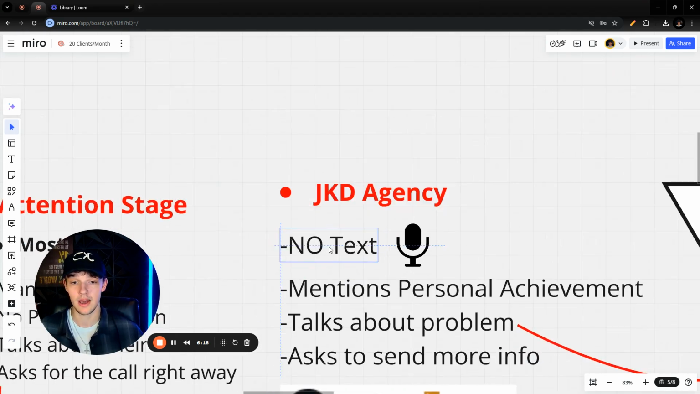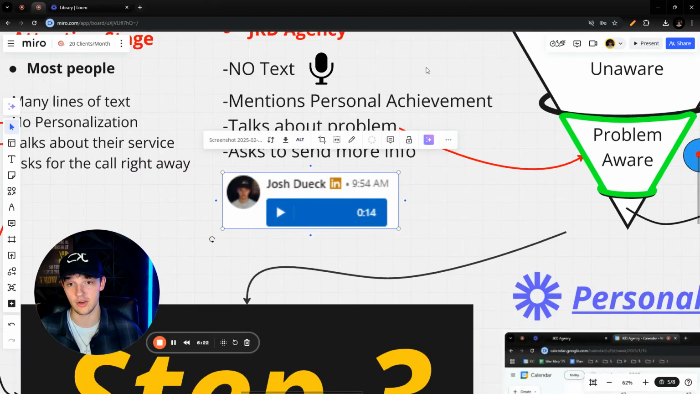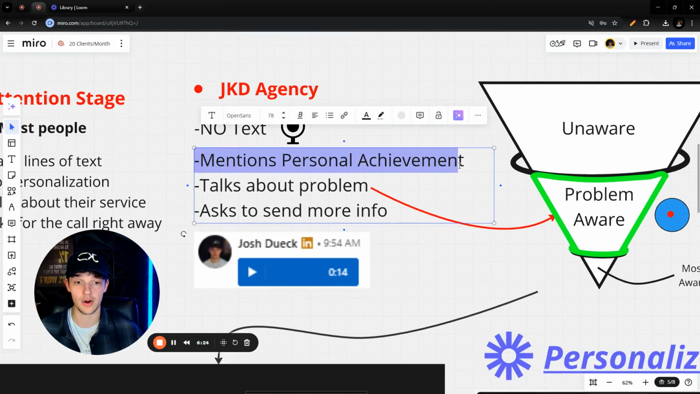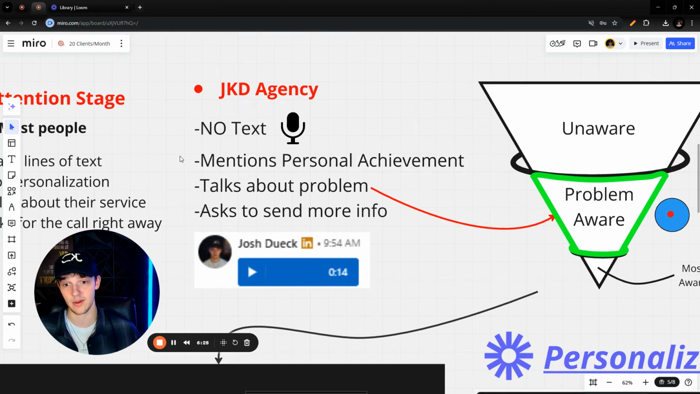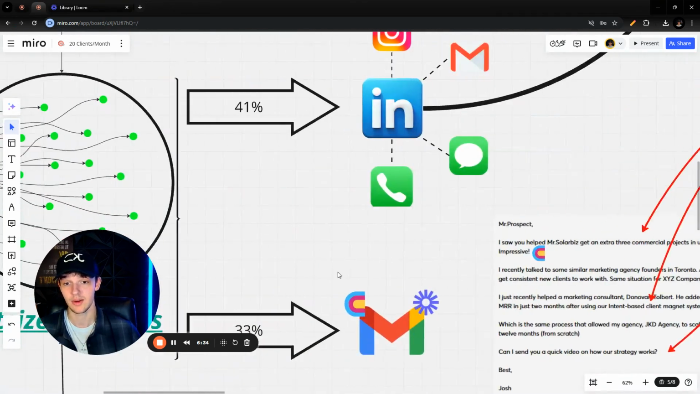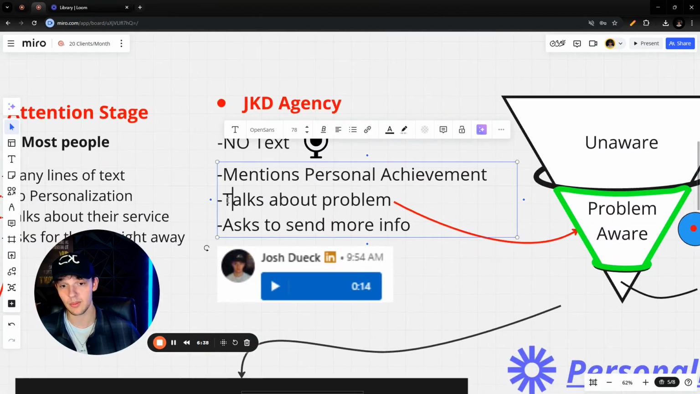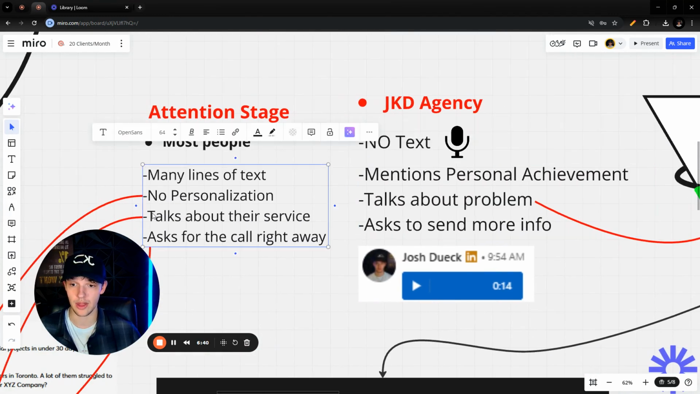Now, at my company, what we do is we have no text inside of our outreach. In fact, we use voice notes, right? We're actually mentioning personal achievements of the person that we're reaching out to. So we're going to talk about a case study. We're going to have some sort of personalization, right? Whereas most people don't use any personalization. They just try and mass outreach, right? Which, going back to this point, is why this doesn't work and why we have to be more targeted. We talk about the problem rather than the service, okay?